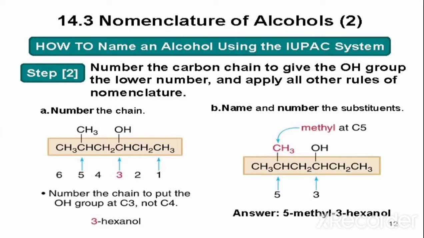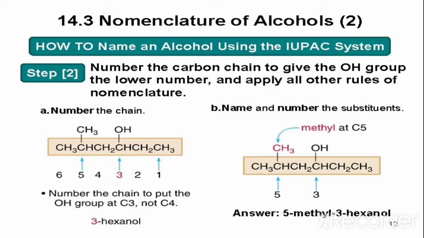So the hydroxyl will be on the fourth carbon, and we have to number from right to left. So the carbon on which the hydroxyl group is attached is 3. We will prefer the lowest number given to the hydroxyl group. So this will be known as 3-hexanol.